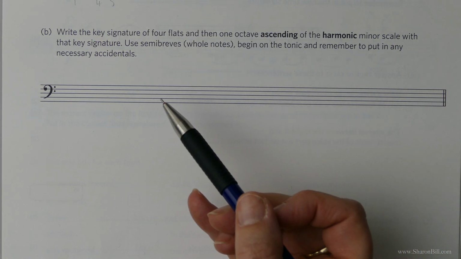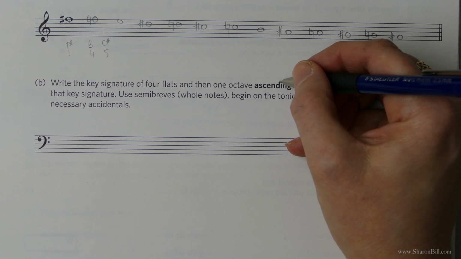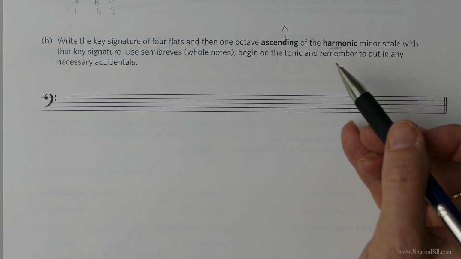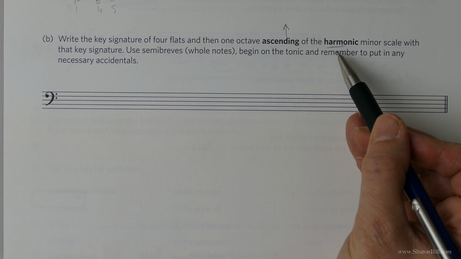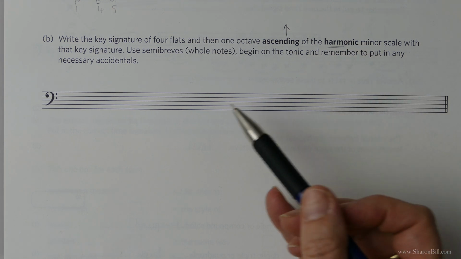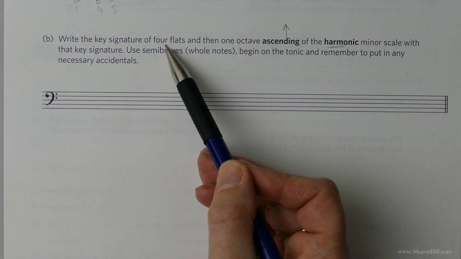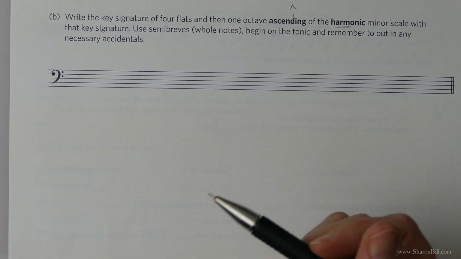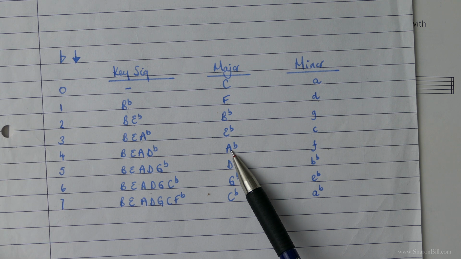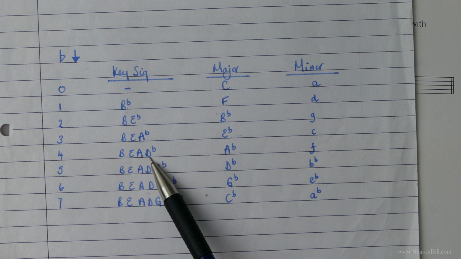And so we are asked to write an ascending version. So we're going to be going up of the harmonic minor scale, and so we need to remember that the harmonic minor has the raised seventh going up and down, and we need to write a key signature of a scale with 4 flats. So the 4 flats we know would be A flat major, and the related minor key to that is F minor, which has B, E, A, D flats.